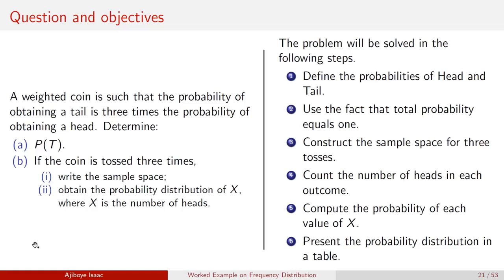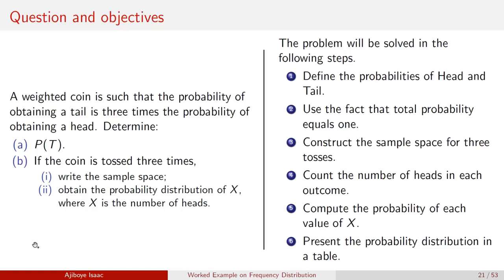This would help us to address questions of probability, especially the binomial probability distribution. A weighted coin is such that the probability of obtaining a tail is 3 times the probability of obtaining a head. Then we want to determine the probability of obtaining a tail if the coin is tossed 3 times. Then we want to write the sample space and obtain the probability distribution of the random variable X, where X is the number of heads. So the problem wants us to recall the probability of head and tail, right?